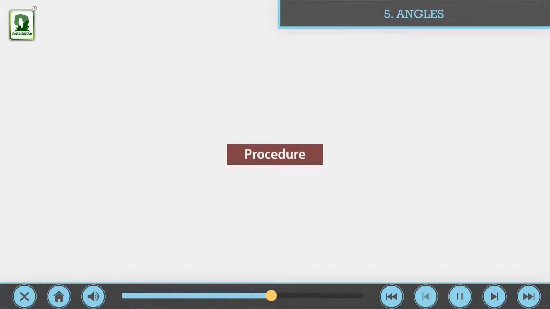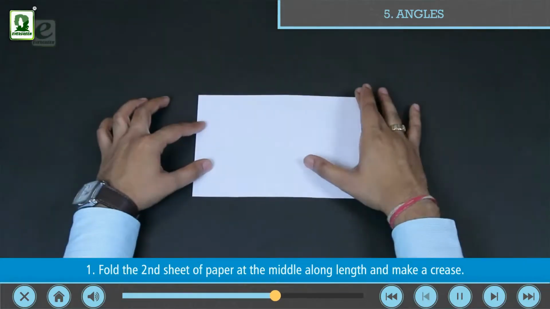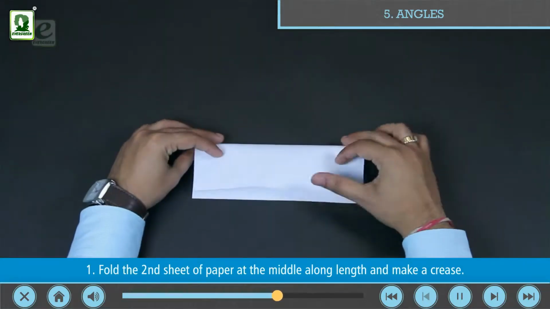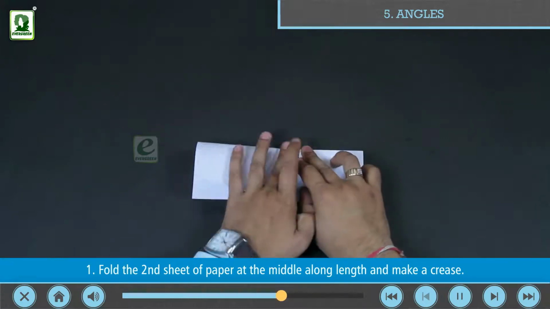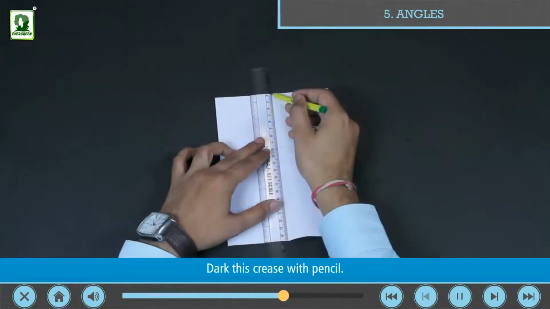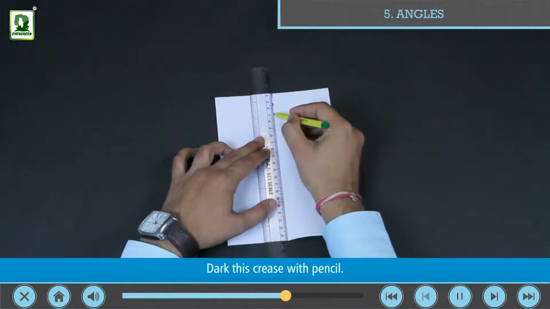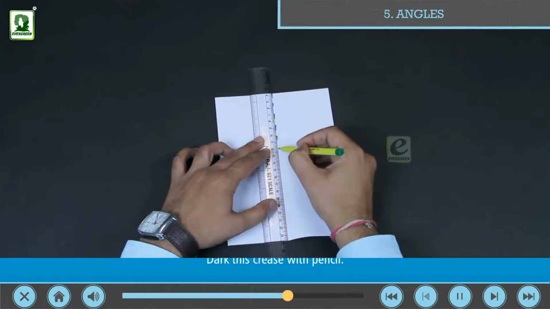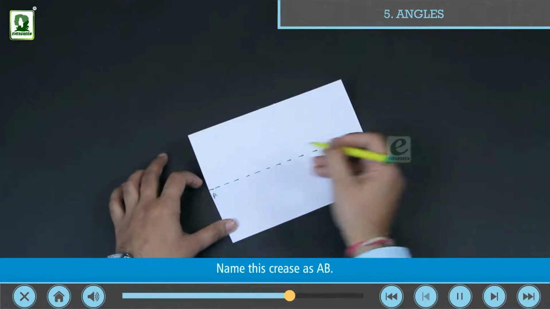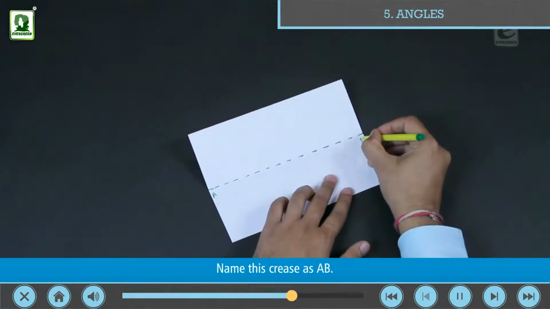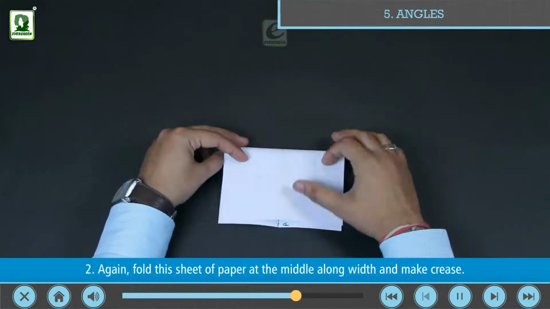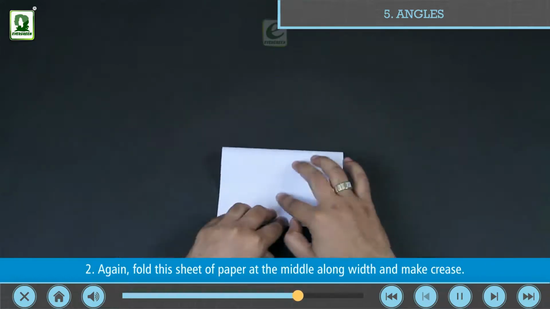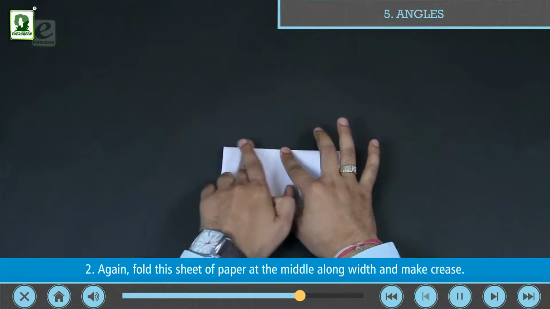Procedure: fold the second sheet of paper at the middle along the length and make a crease. Dark this crease with pencil. Name this crease as AB. Again, fold this sheet of paper at the middle along the width and make a crease.